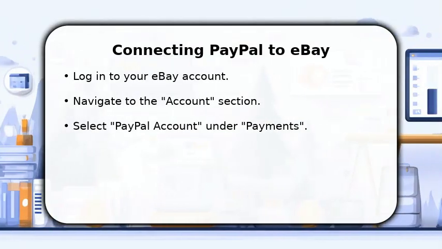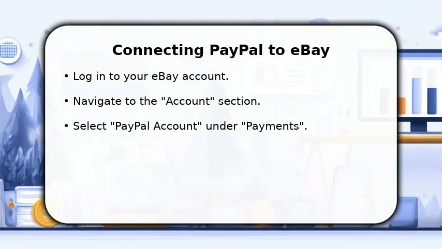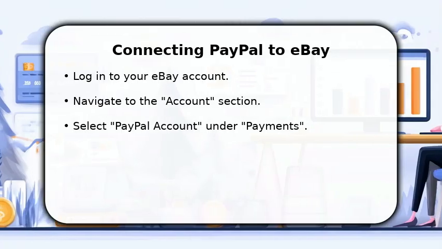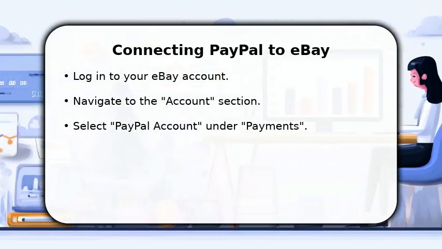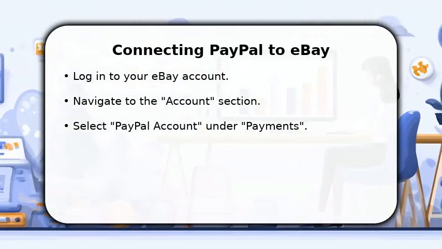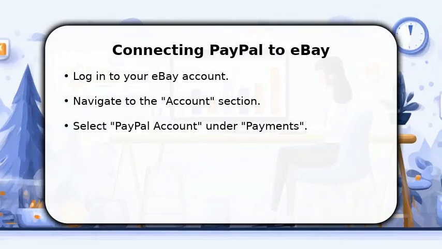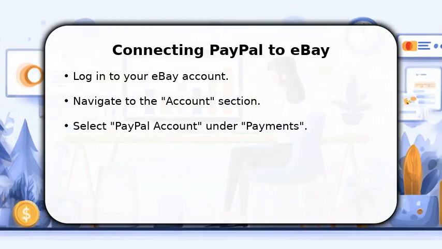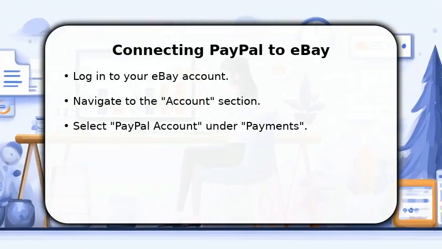In this video, I will explain how to connect PayPal to eBay. First, begin by logging into your eBay account. Once you're logged in, locate and click on the My eBay section, usually found at the top right of the page. From there, navigate to the Account tab.